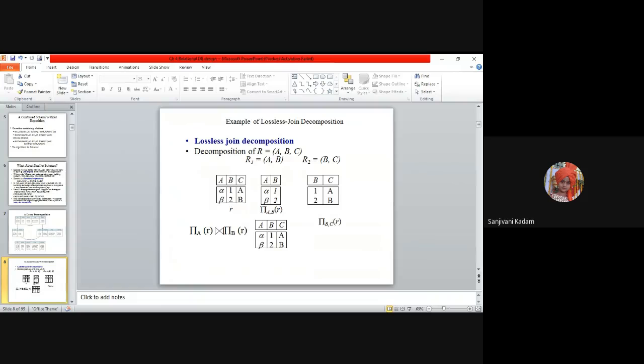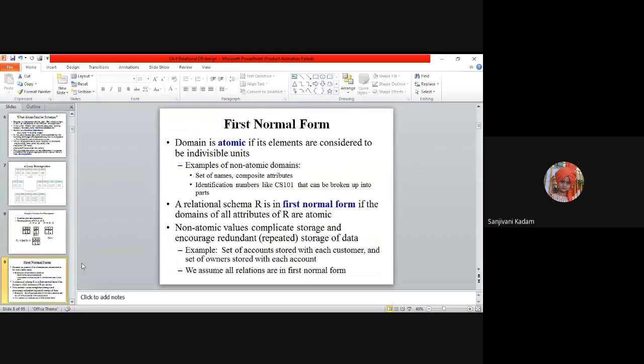So next, in this example we have seen how to combine the relations. Then we move towards the first normal form, where the domain must be atomic. Atomic means that whatever attributes we are listing in the relation, all of these should be atomic in nature, and they should have an atomic domain which cannot be divided further.